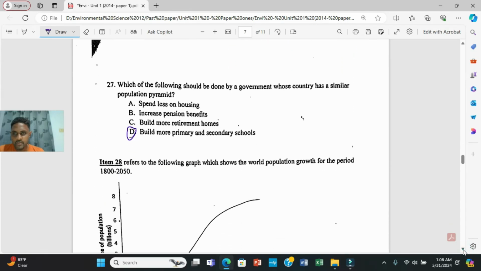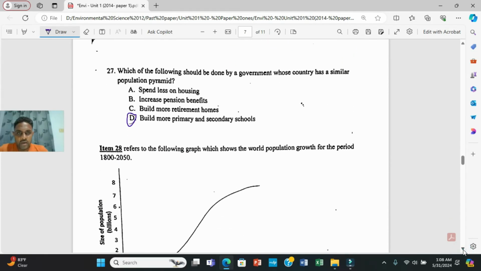Number 27, which of the following should be done by a government whose country has a similar population pyramid? Of course, guys, you have to do it through education, which is to build more primary and secondary schools. And of course, that will help to bring down the population growth.